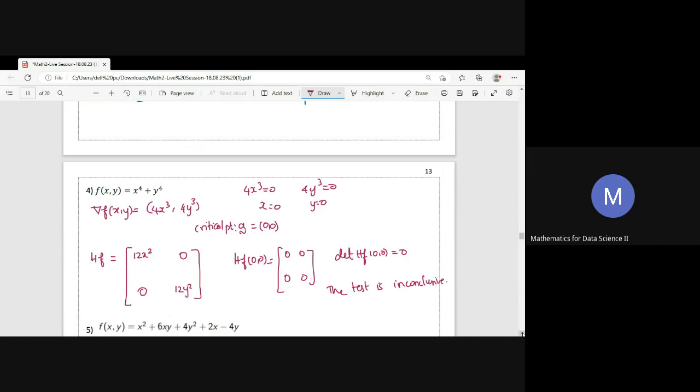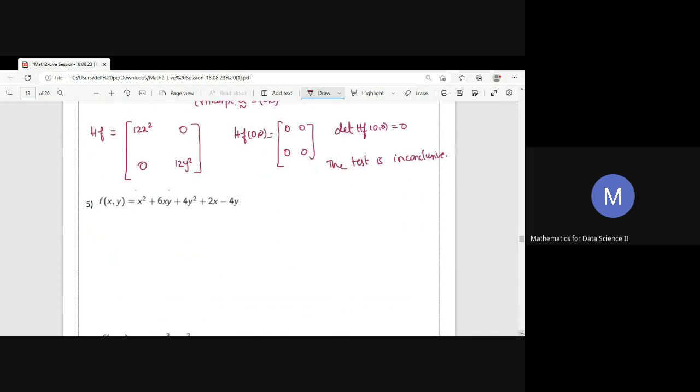Okay, fine. Let us look at the next example. So whatever you were asking, there can be more than one critical point. Here is the example. Now let us look at what is the gradient function. Whoever asked how to find the critical point, please listen carefully. What is the gradient function here? It is (2x + 6y + 2, 6x + 8y - 4).